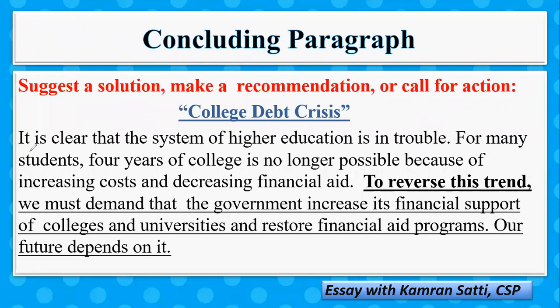So it is clear, once again, suggesting that this is the concluding paragraph. It is clear that the system of higher education is in trouble. For many students, 4 years of college is no longer possible because of increasing costs and decreasing financial aid.